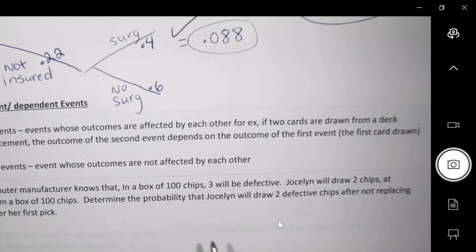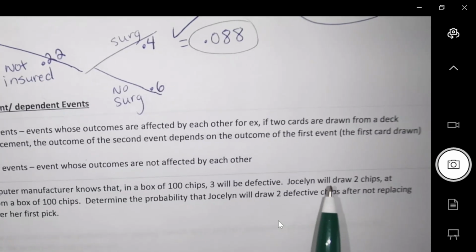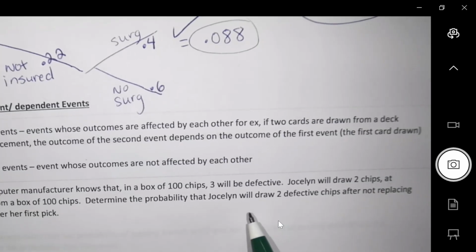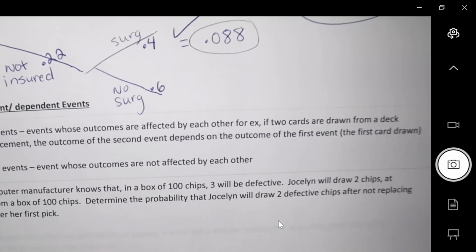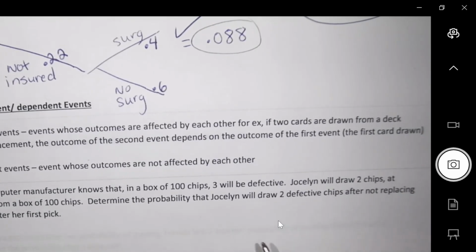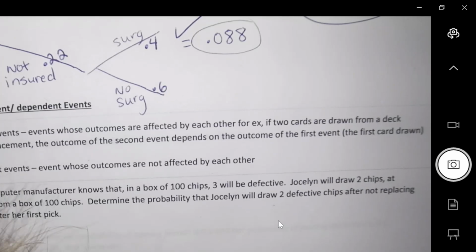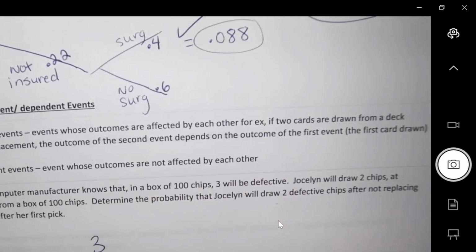So a computer manufacturer knows that in a box of 100 chips, 3 are defective. Jocelyn will draw 2 chips at random. Determine the probability that she will draw 2 defective chips after not replacing the first one. Okay, so she's going to go in, pretend that they're in a box, you're reaching your hand in. What is the probability that she is going to draw a defective chip? So how many chips are in there that are bad? 3 chips out of the 100.